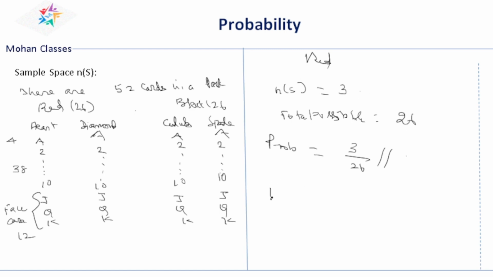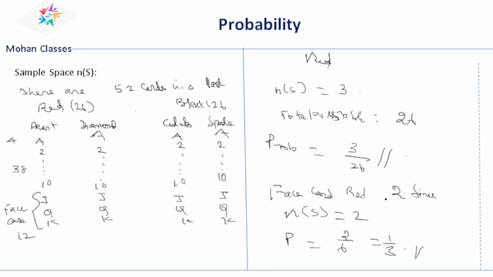Suppose it is a face card among the red cards, and they are taking 2 times. So NS is equal to 2, and how many red face cards will be there? 3 plus 3, 6, right? Therefore, the probability we will write as 2 by 6, that is equal to 1 by 3. Understand? Like that we have to do.